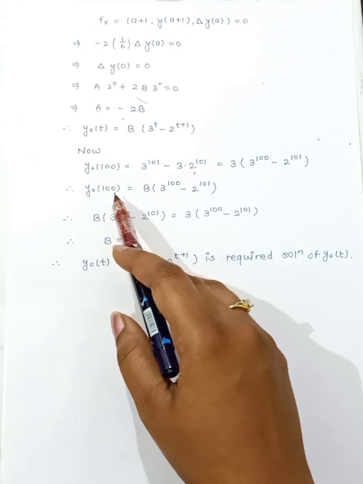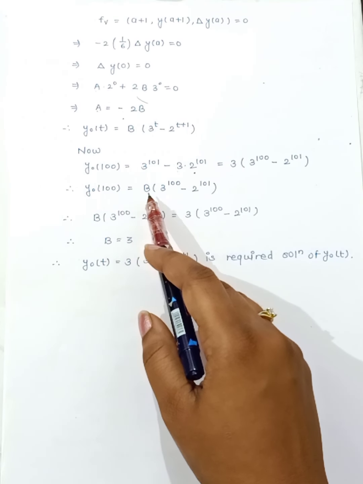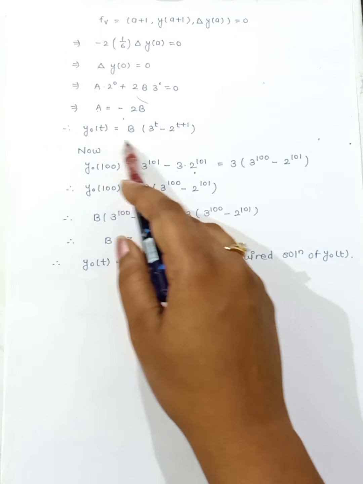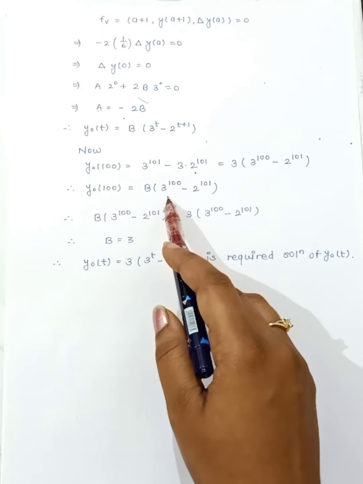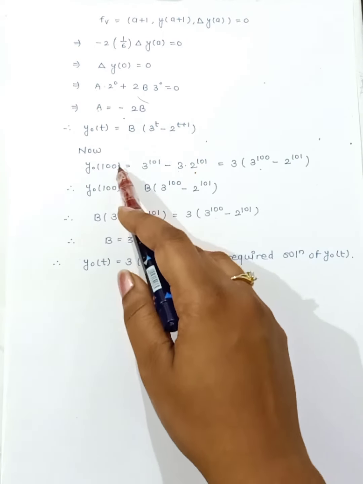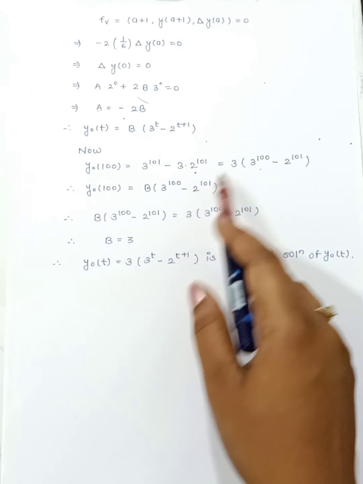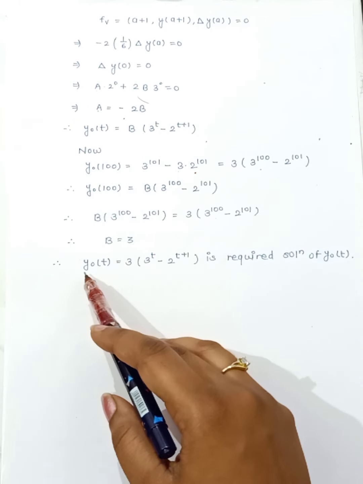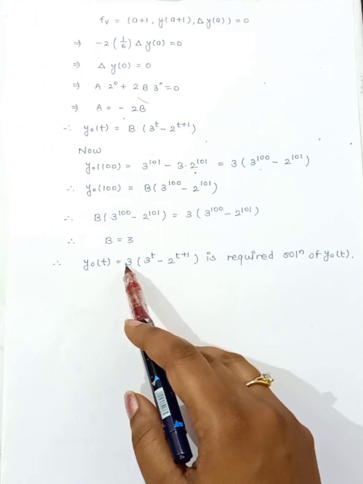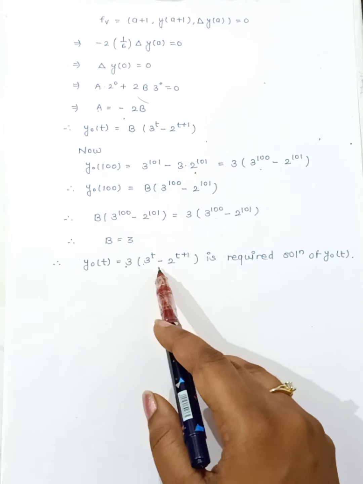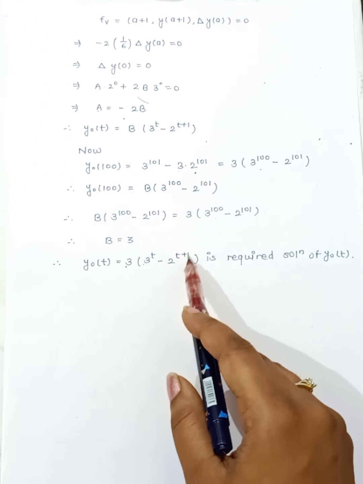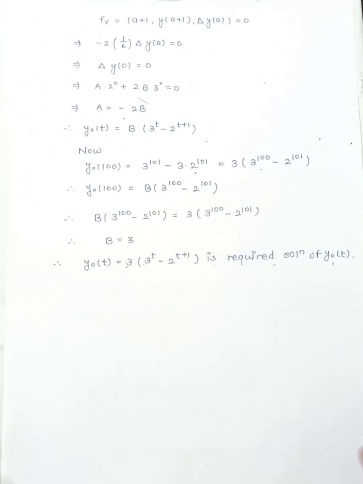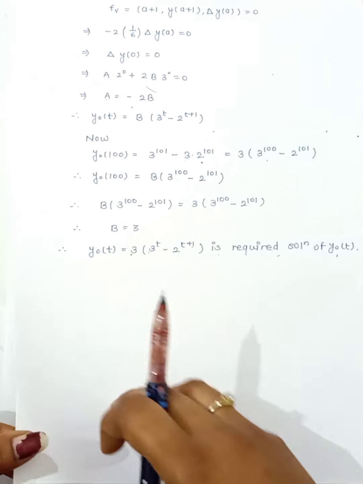Now y0 of 100 will be equal to b of (3^100 minus 2^101) from this equation. So now this and this will be equal because their left hand side is equal, so the right hand side will be equal. Therefore we get b equals 3. Therefore y0 of t equals 3 into 3^t minus 2^(t+1), which is the required solution of y0 of t. Now the next example.